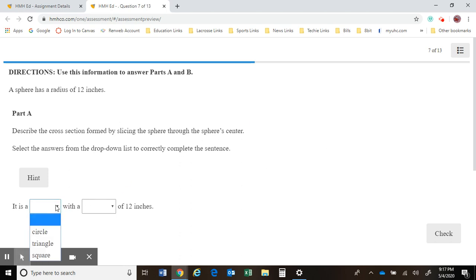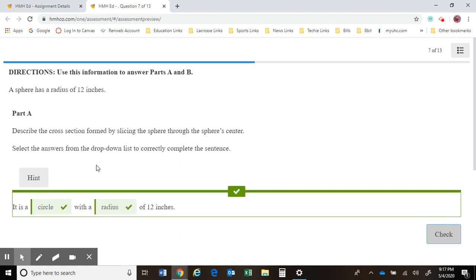If I slice through the middle of the sphere, like a basketball, a baseball, a lacrosse ball, a bowling ball, and I look at the piece I sliced, it's going to be a circle in shape, right? And what about it is going to be 12 inches? It's still going to have a radius of 12 inches because I went right through the center.